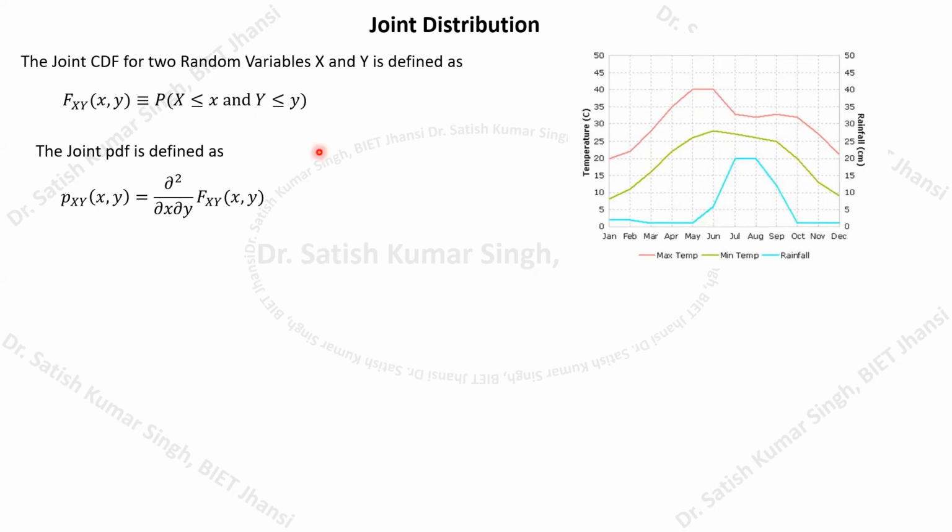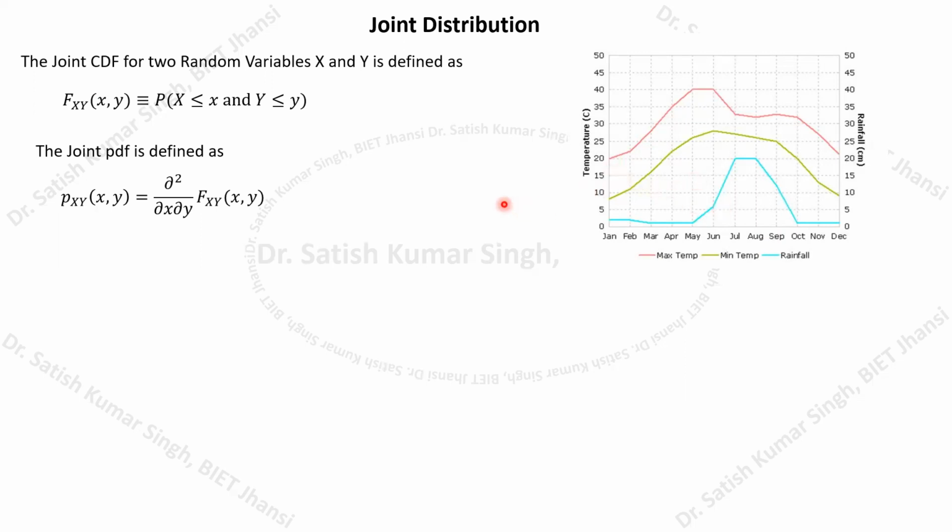So if we want to know this particular probability, we may ask what is the probability that the maximum temperature in a certain month will be less than 35 degrees, and the corresponding rainfall will be less than 5 centimeters. That way we can ask in a certain month. So this may be the joint cumulative distribution function. We can ask this particular probability, right? So this is one of the examples.